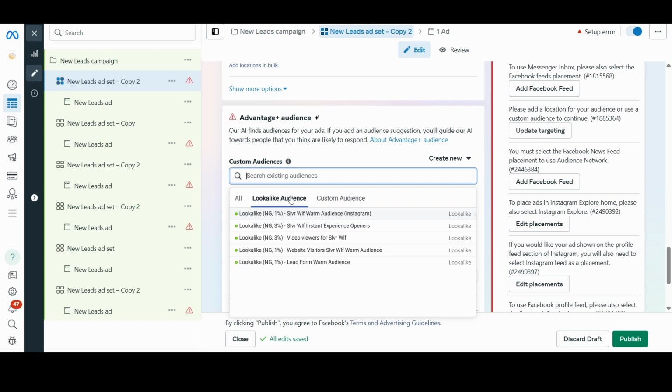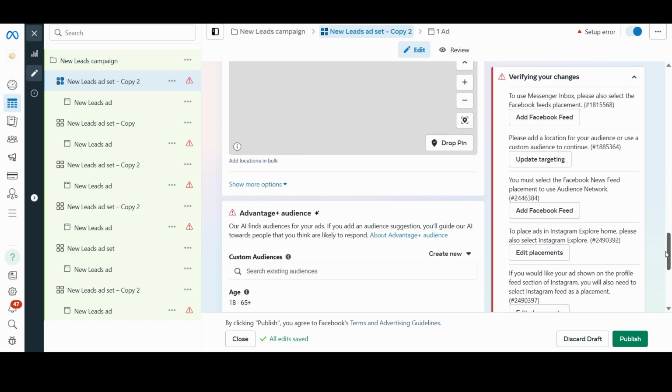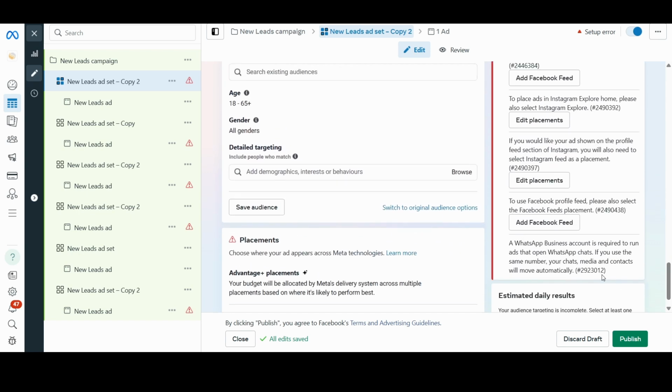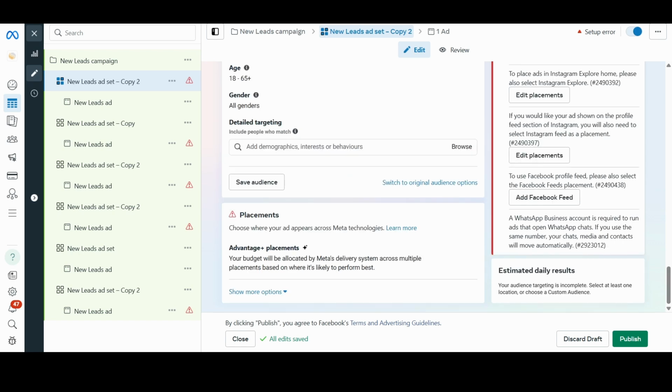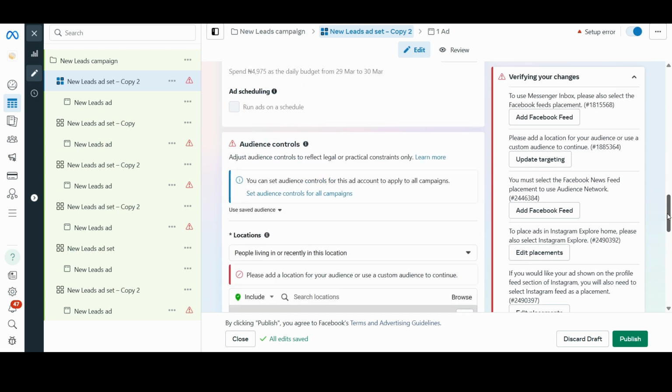And we usually say do 1 to 3%, 1% being more targeted, 3% being more expansive. Sometimes you do up to 4%, because the broader your audience, the easier it is for Facebook or for the AI, Meta AI, the algorithm, the almighty algorithm, to do its work. So you always try as much as possible, as you do your targeting, to look at the left side here to see what the estimated daily results are, because this would help you to know exactly.